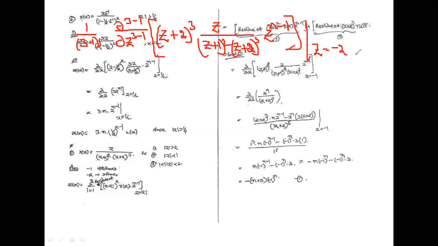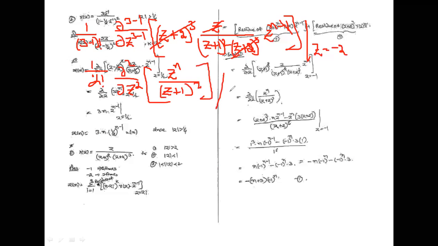Using this formula, by using the residue method, you can find out x of n for the second part, x2 of n. 1 by 3 minus 1 means 1 by 2 factorial, and dou square by dou z square. Here z plus 2 whole cube and z plus 2 whole cube get cancelled, and the z and minus 1 also get cancelled. We have only z power n by z plus 1 whole square at z is equal to minus 2. Got it, my dear students?